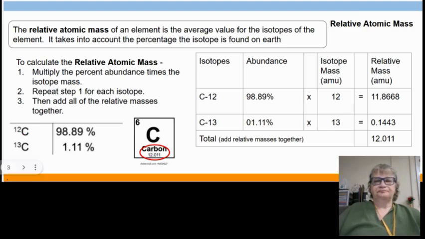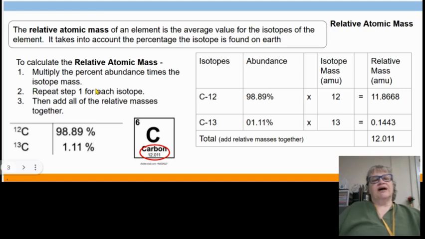That's what that means. Okay, to calculate the relative atomic mass, you multiply the percent abundance, that's this, times the isotope mass, right? So this is carbon 12. So I'm going to take 98.89%. Don't forget to put the percent sign in your calculator. And I multiply it by 12, which is the mass. Okay. I'm going to get that its relative mass is 11.8668. So we always want to go out like at least 4 digits.